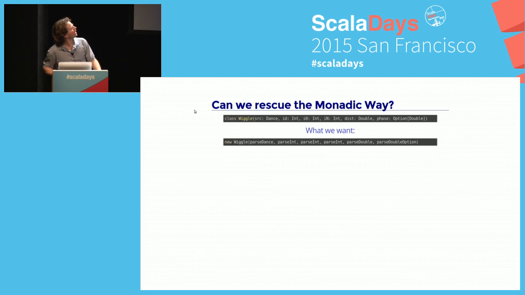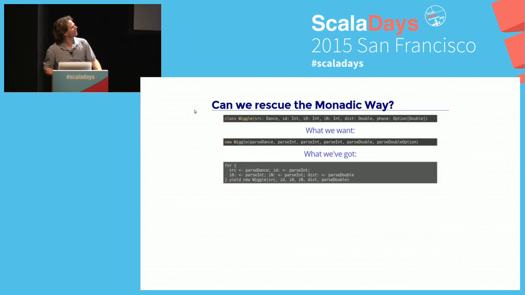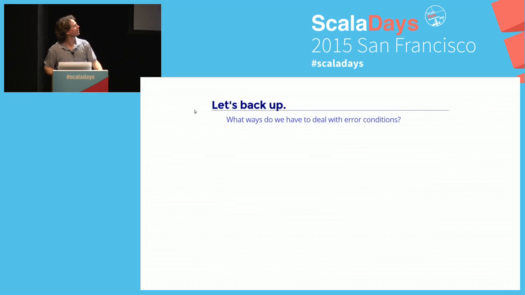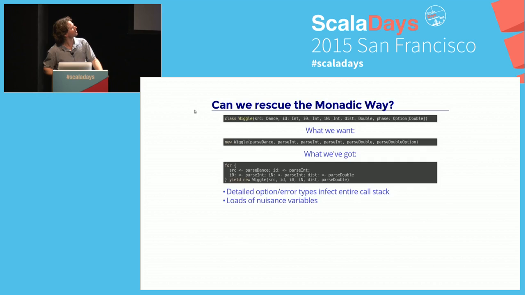So what we would like to do is just parse each piece and plug it in and then be done. And what you've got is a for comprehension with a whole bunch of nuisance variables. And if you keep this and do it through several layers of code, you have to maintain these error types all throughout your calls. So, okay, wait a minute, that's not where I was going.